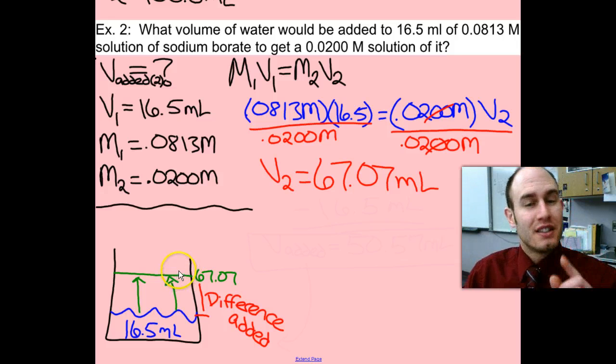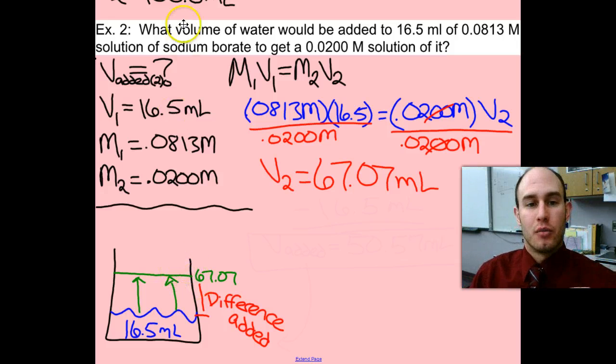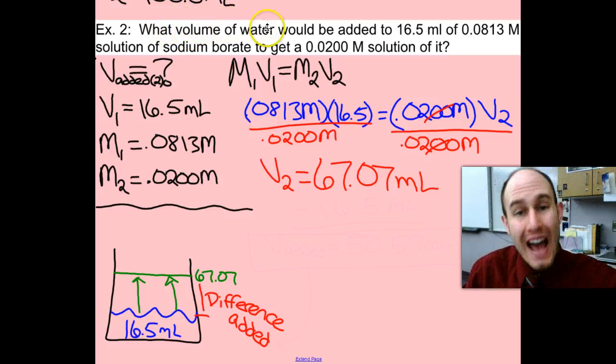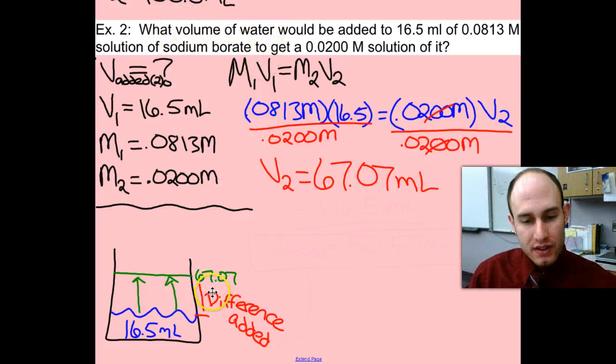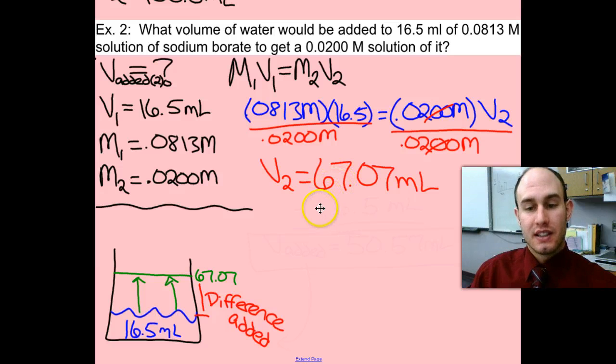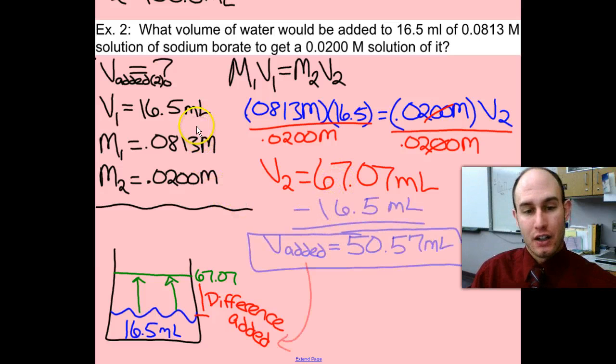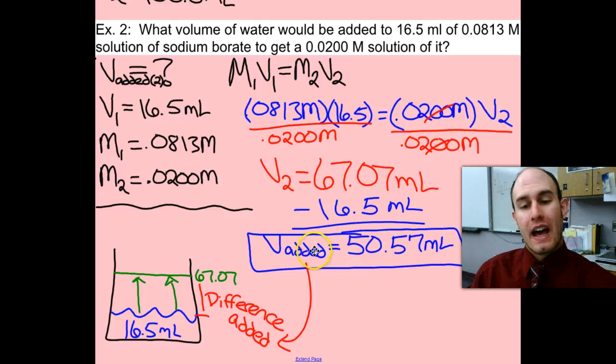But the question doesn't ask what's the final volume. It says what volume is added. So I need to figure out, well, what's the difference here? So from 67, I'm going to subtract the initial amount, which is 16, and that means you actually need to add 50.57 milliliters to the solution in order to get it diluted to the 0.02 molar. So hopefully that wasn't too confusing for you as we wrap up here our dilution equations.